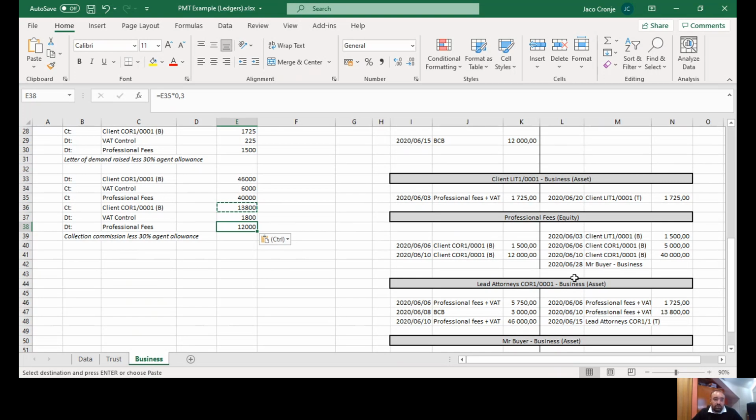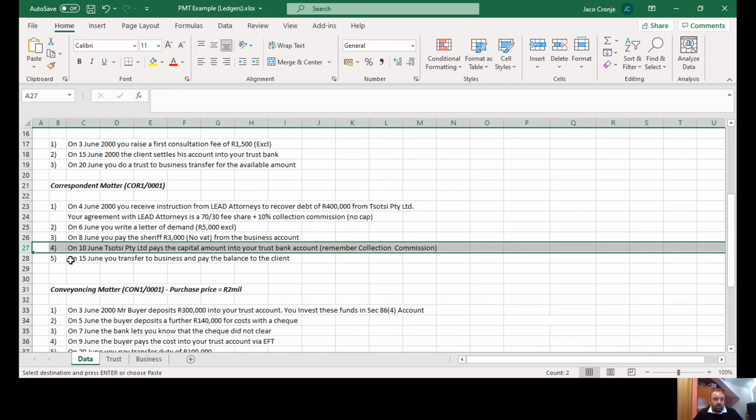Make sure you get all the steps when having to capture correspondent transactions. You've got to keep a straight head on you. Okay, so let's just see, did we do everything now? On the 10th of June, Toti pays the capital into your trust. Yes, that was the 400K. We put it in our client's trust ledger.